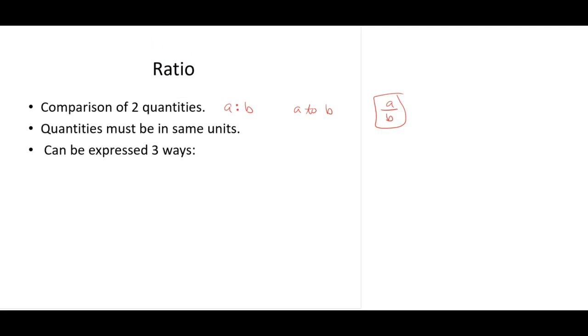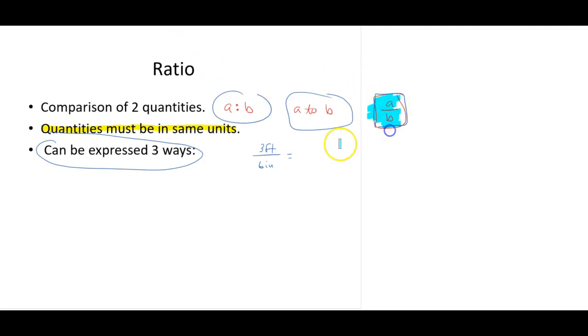One thing about ratios you have to understand is that quantities must be in the same units, such as if I have 3 feet to 6 inches, we cannot reduce that ratio to 1 to 2, okay, because our units are different. We either have to convert feet to inches or inches to feet, okay? So again, the 3 ways we can express ratios are the colon, the words, and the fraction, and the most common way we're going to do it is in fraction form.